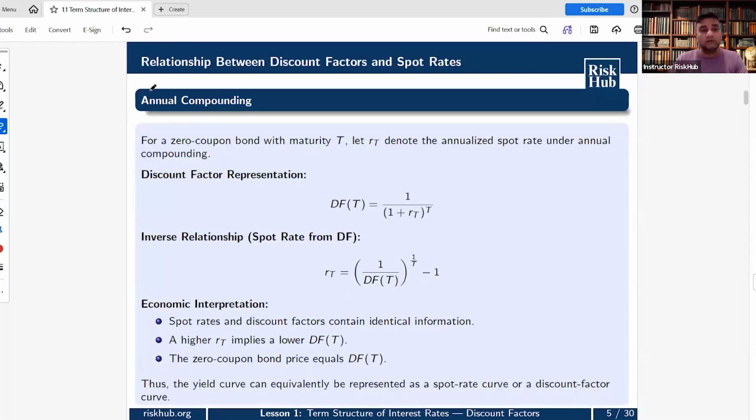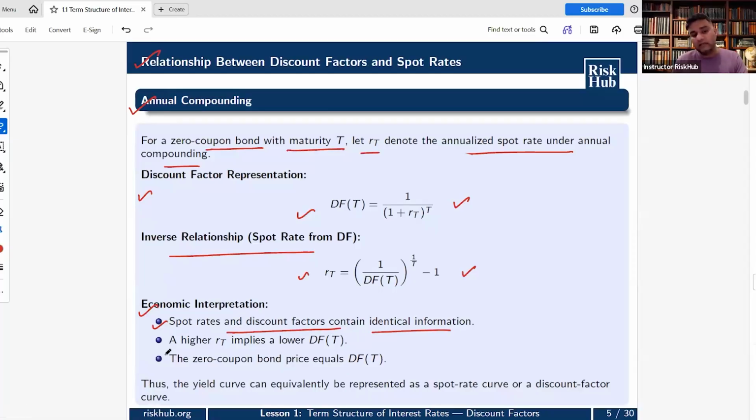Then we go to the relationship between discount factors and spot rate, annual compounding. For a zero coupon bond with maturity capital T, the annualized spot rate and annual compounding give the discount factor representation; this formula we have already seen. The inverse relationship gives the spot rate from DF, just reworking the formula. Economic interpretation: spot rates and discount factors contain identical information. A higher R sub capital T implies a lower DF. The zero coupon bond price equals DF of T, thus the yield curve can equivalently be expressed as a spot rate curve or a discount factor curve.